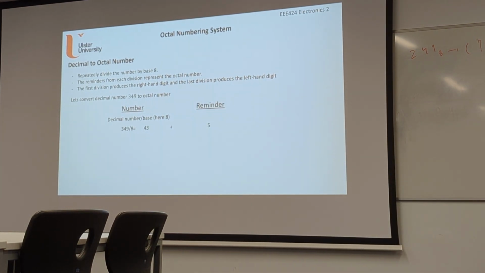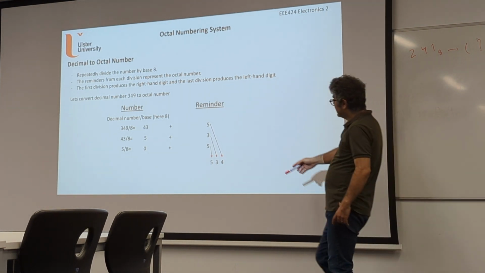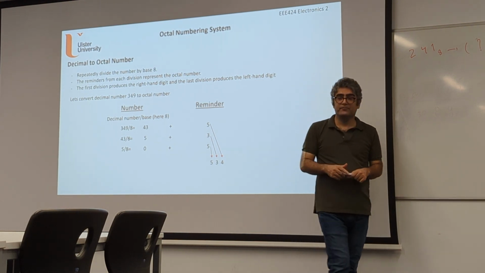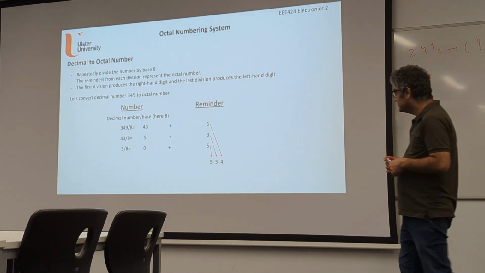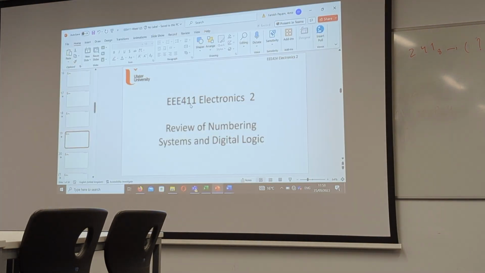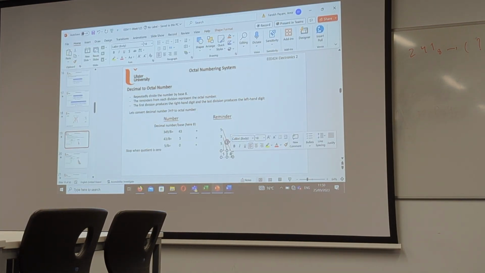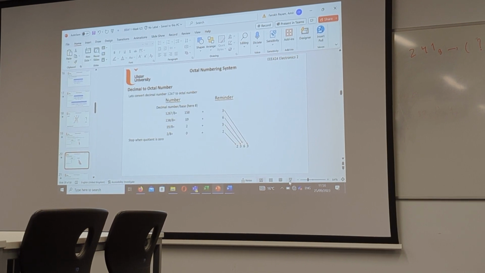The first remainder is 5. Then 43 over 8 is 5 plus 3. Then 5 over 8 is 0. We stop here, keeping remainder 5. Then the answer is 535. Clear? Oh wait, this is 534. It's a 5? Okay, it's 5. I should update that in the slides. Yeah, there are sometimes typos.